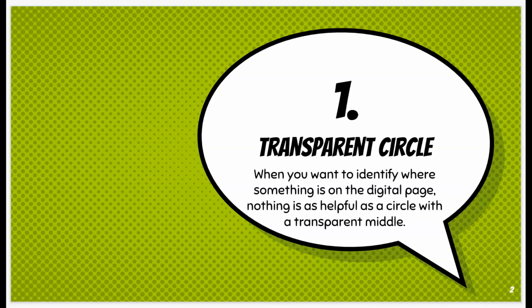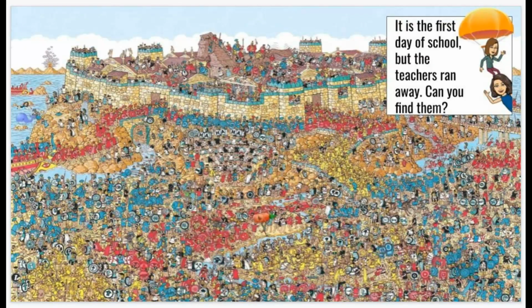When you want to identify where something is on a digital page, nothing is as helpful as a circle with a transparent middle. To practice this, we're going to do a "Where is your teacher?" It's the first day of school, but the teachers ran away. Can you find them? We actually need to be able to see a little bit more.